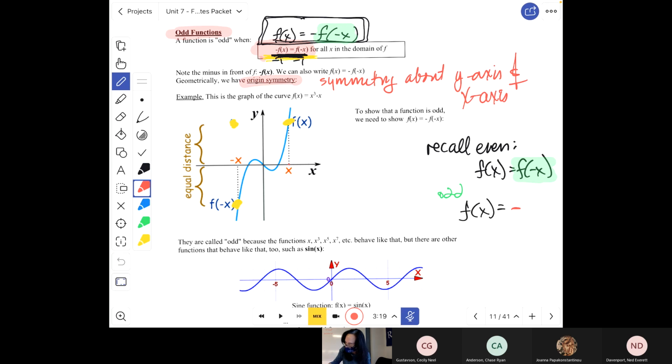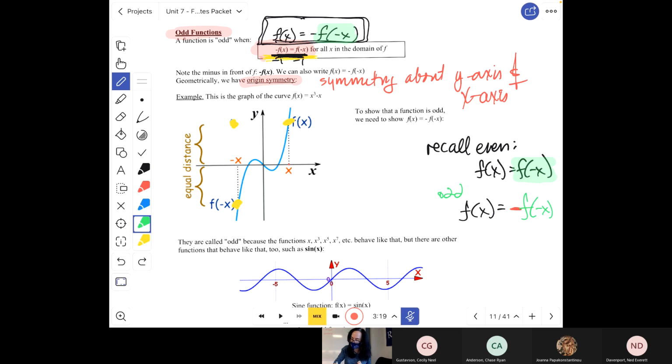I'm just putting a negative in front of what I've already done to find if it's even. Does that make sense? That's kind of a shortcut. That's why I like to use that version. So an odd function means it's symmetric about the origin, around the origin symmetry.